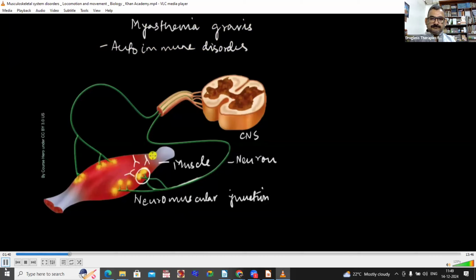And so what do you think will happen? What happens in a neuromuscular junction? Do you remember? The nerve transmits a signal to the muscle and tells it to contract. So we can contract our muscle.